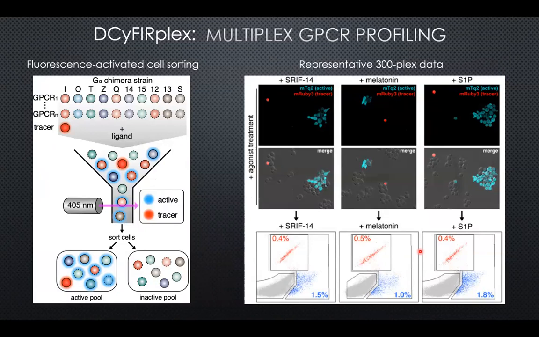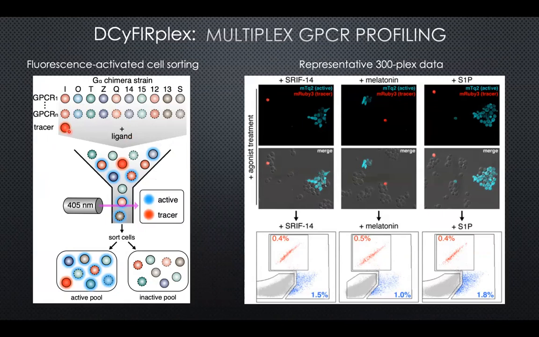We combine all of the strains and we add a ligand. This ligand can be an endogenous ligand from the set. It can be from a library. We've screened libraries. We've screened endogenous ligands. We let the cells incubate with the ligand for some period of time to allow the GPCR to be activated.